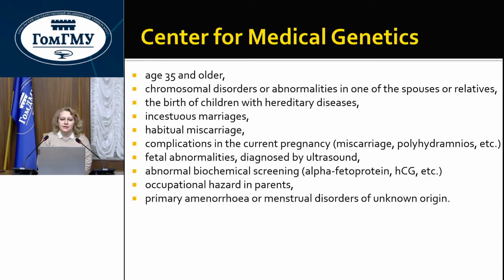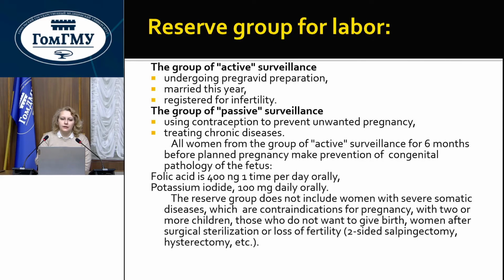If we detect some fetal abnormalities using ultrasound diagnostics, or maybe problems which we reveal during biochemical screening. Biochemical screening, it means alpha-fetoprotein, human chorionic gonadotropin, and others. Some biohazards or occupational hazards in parents, and if such patient has primary amenorrhea of unknown origin. And we have a group of reserve for labor. It's specific for our country, not very common to other countries.